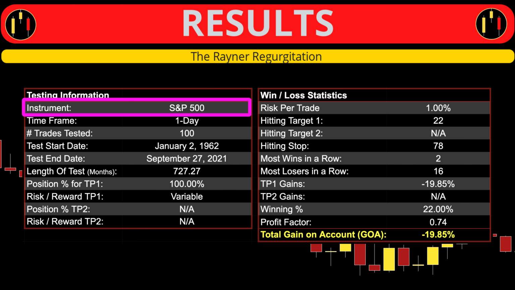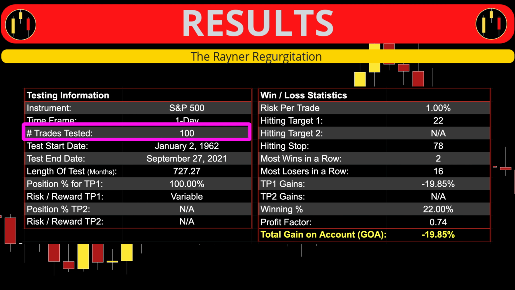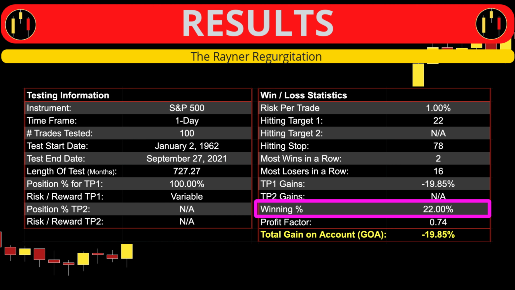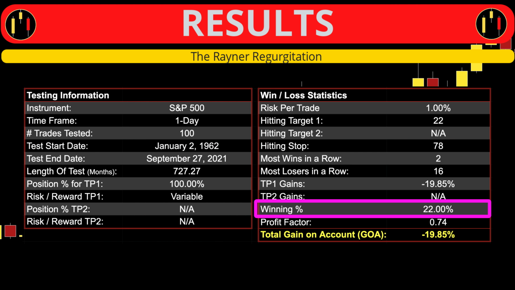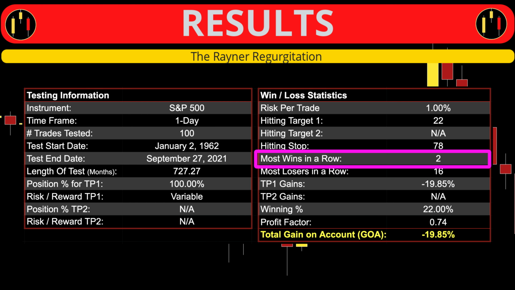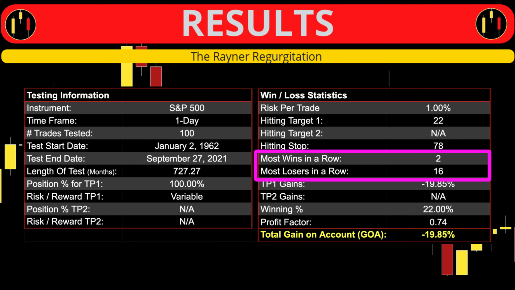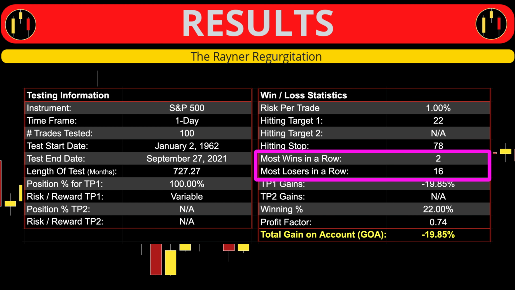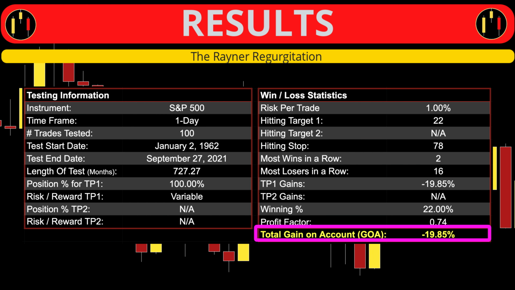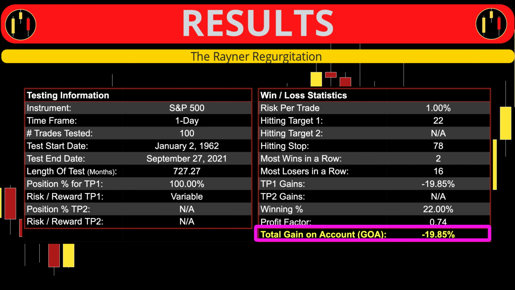This test was done on the S&P 500 daily candles. It took 6 decades to find the 100 setups. The win rate here came in at a surprising 22% with an awful profit factor of under 1. Most wins in a row came in at 2, and the most consecutive losses came in at 16. Risking just 1% per trade, this thing would have lost you well more than 20%, including fees and spreads.